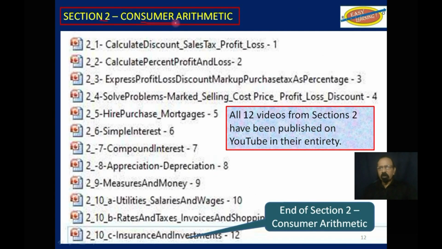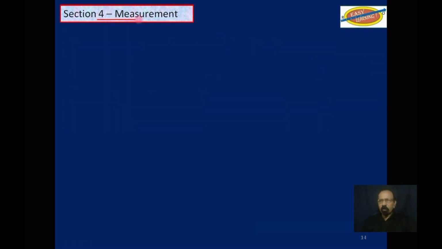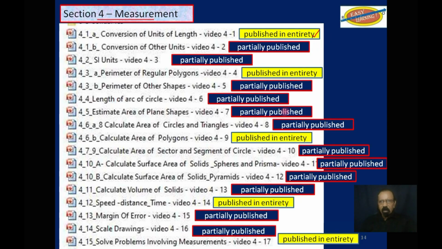Section 2, Consumer Arithmetic. All 12 of these videos have been published on YouTube in their entirety. Section 3, Sets. All 6 of these videos have been published on YouTube in their entirety. Section 4, Measurement. Some of these have been published on YouTube in their entirety as indicated by the yellow boxes. The others are partially published on YouTube.